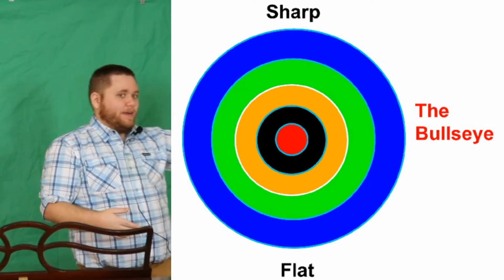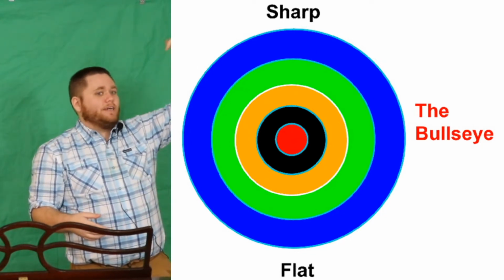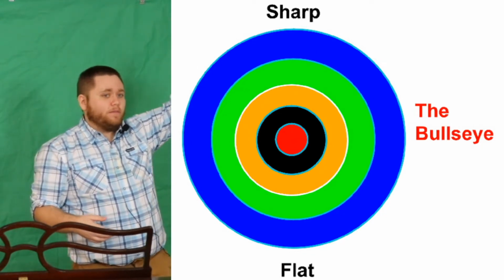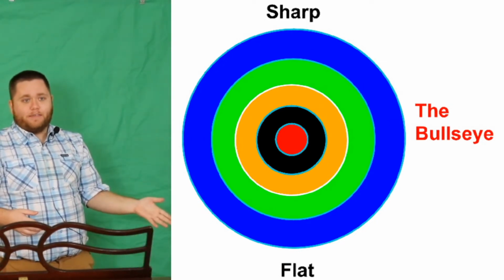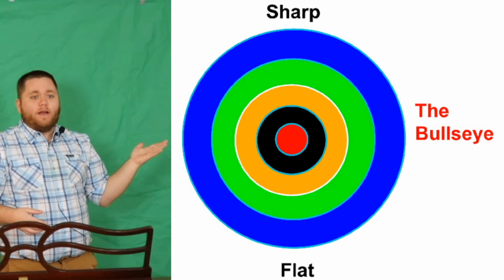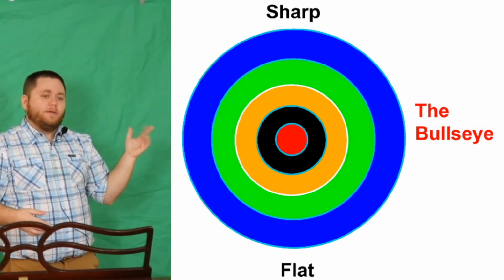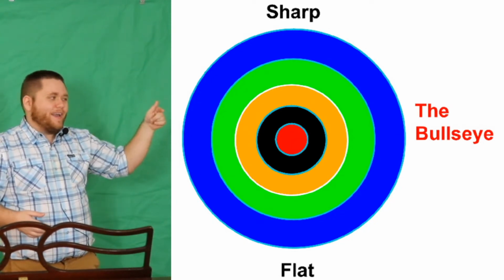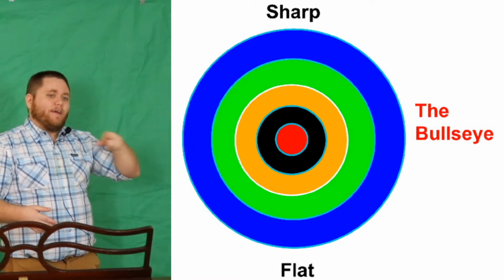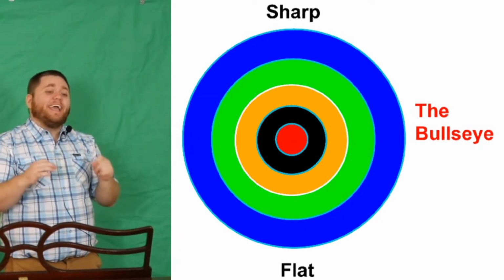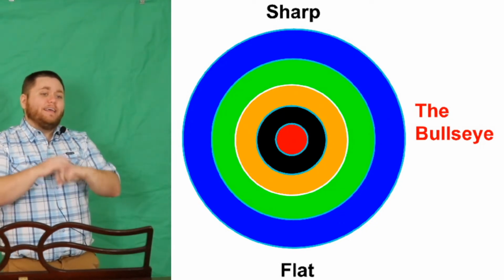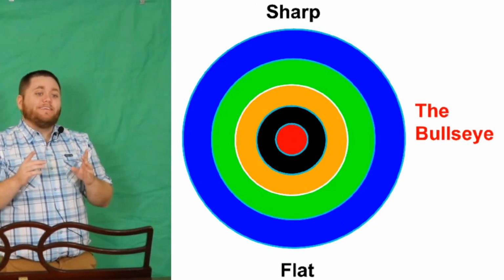You can see right here, at the top, we've got sharp, and at the bottom, we've got flat, okay? Now, as singers, what we want to do is end right up in the middle, right? We want to be right in the middle. That's what we're going to call being in tune. Everyone say in tune. Good.